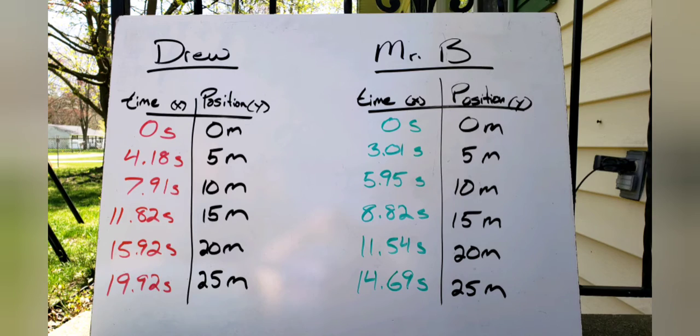So looking just at the data, you can see that Drew's times are there in red, and my times are there in green, and her times are about 4 seconds for every 5 meters, just about. My times are about 3 seconds for every 5 meters, so I'm walking just a little bit faster than she is.